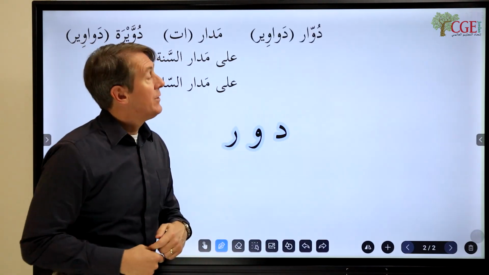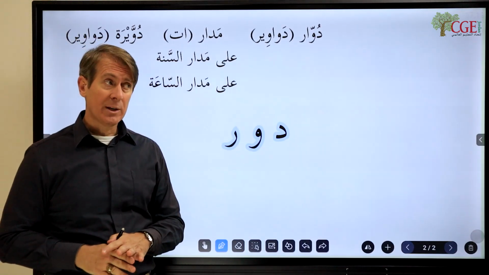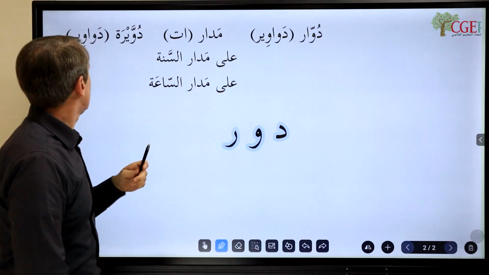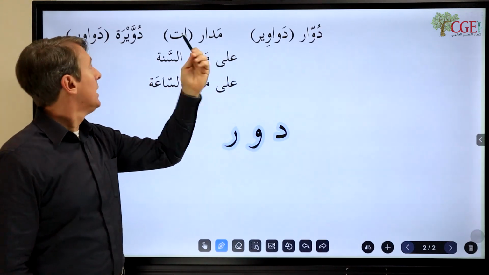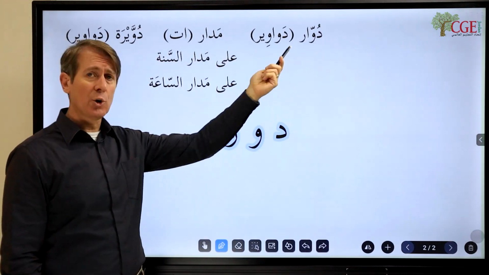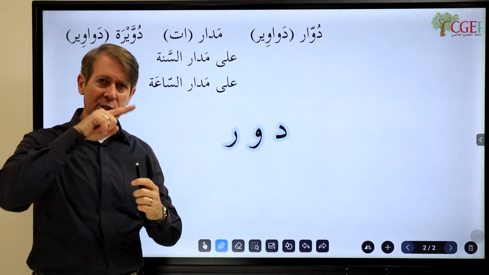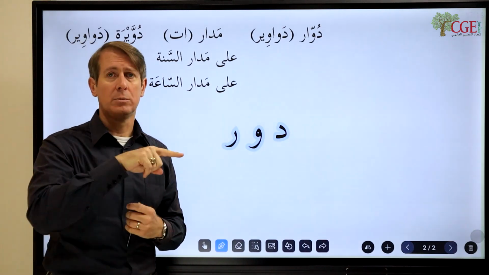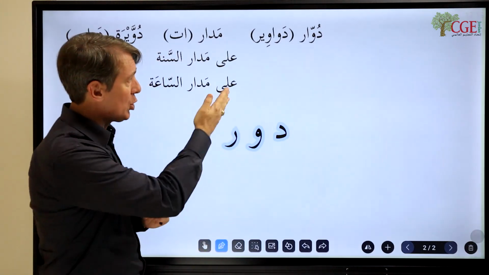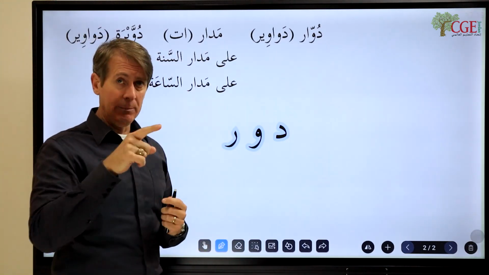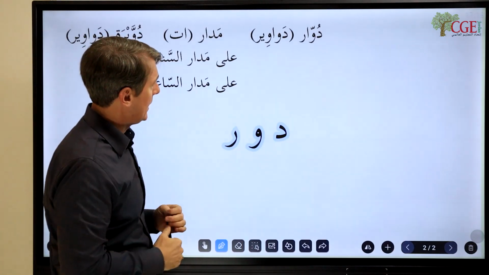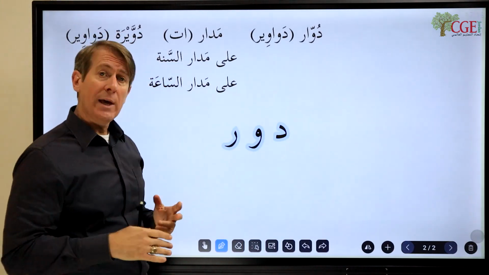Next one, this one's used a ton because here in Jordan we have many dawawir. Now notice, dawawir. This is circle, but not circle in the sense of a shape. Duwar is a traffic circle. That's what that means. It does not mean circle like a shape. It means strictly traffic circle. All right, duwar, dawawir.